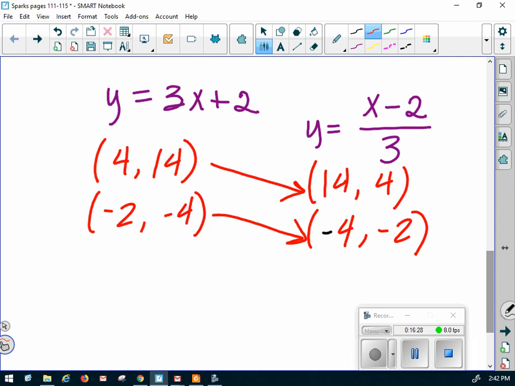We didn't use any high-level mathematics to think through that.